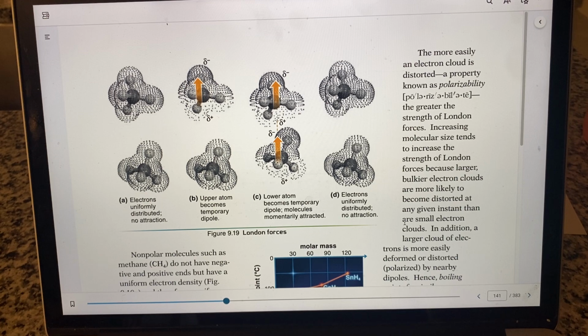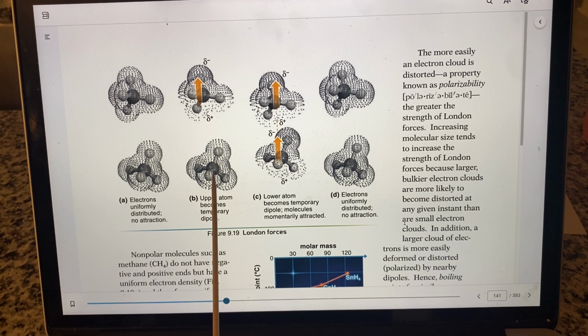Okay, here's a good picture of the London force. The electrons are uniformly distributed, as you see there, so there are no poles in this one. But the upper atom temporarily becomes a pole because all of a sudden, maybe all the electrons come up to this side, and so you have a temporary tiny negative and a tiny positive.